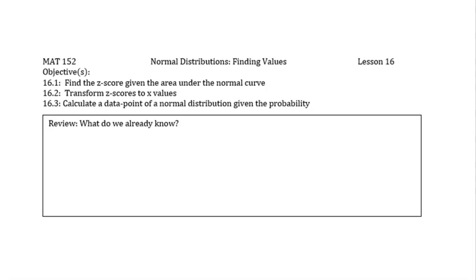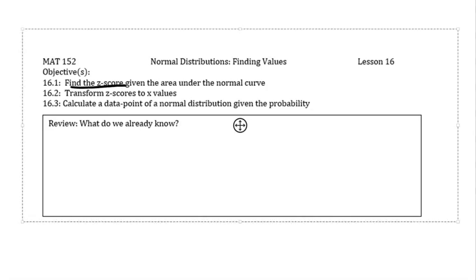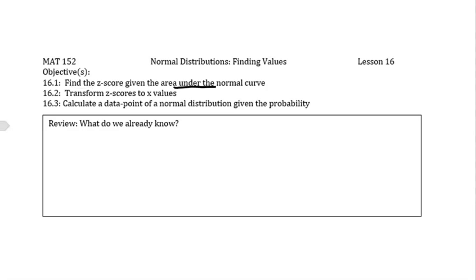In lesson 16, we are continuing with our discussion on the normal distribution, but this time we will be focusing on finding values. We have 3 objectives in this lesson. I'm just going to draw some quick pictures to explain these. We want to be able to find the z-score given the area under the normal curve.